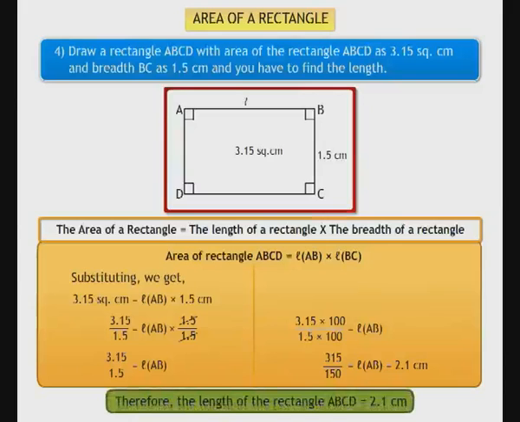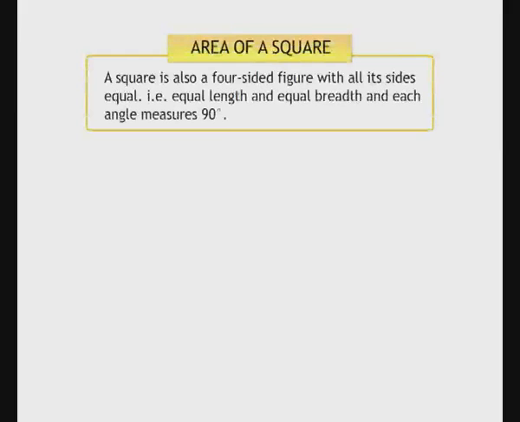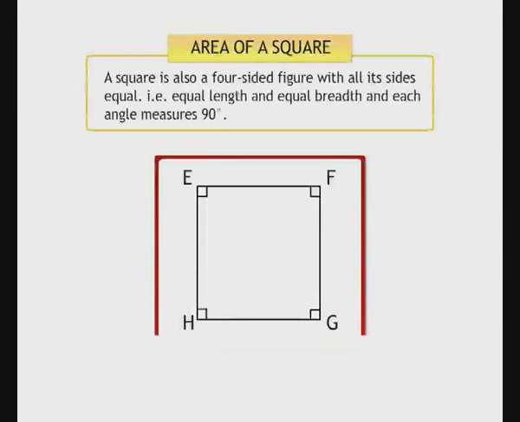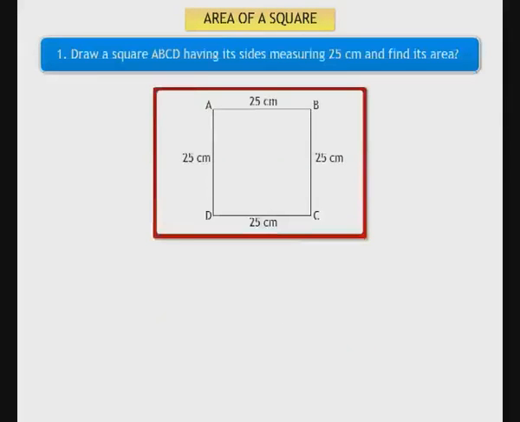The formula to calculate the area of a square is: area of a square is equal to the square of side of a square. Substituting the formula, we get area of square ABCD is equal to 25 centimeter into 25 centimeter, which is equal to 625 square centimeter. Hence, the area of square ABCD is 625 square centimeter.